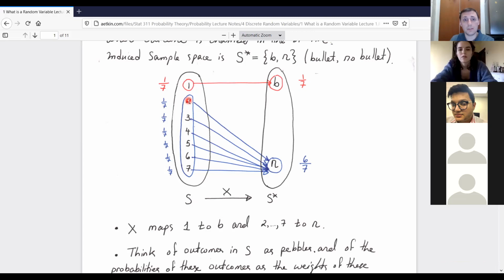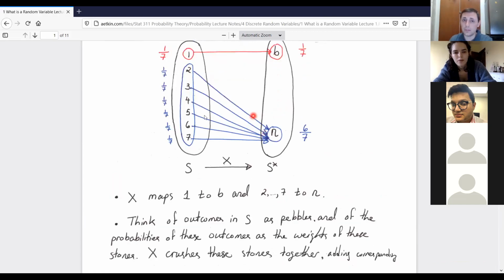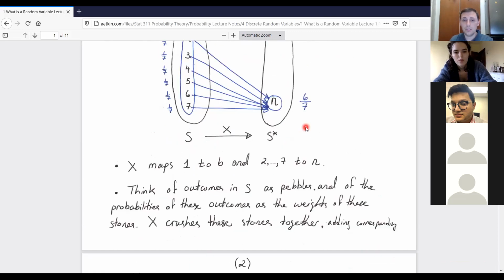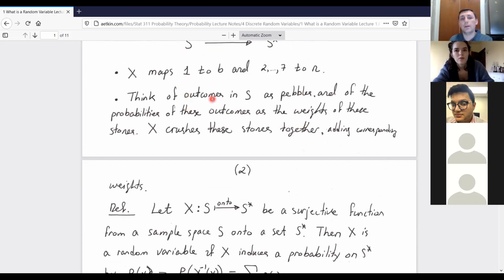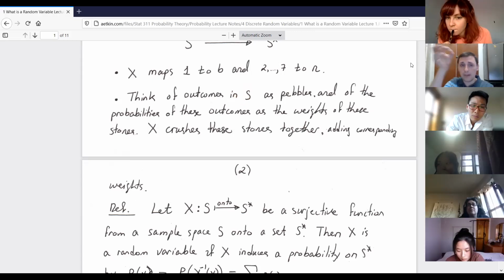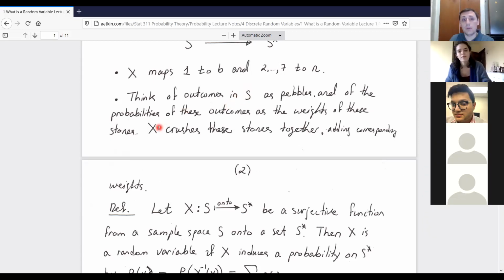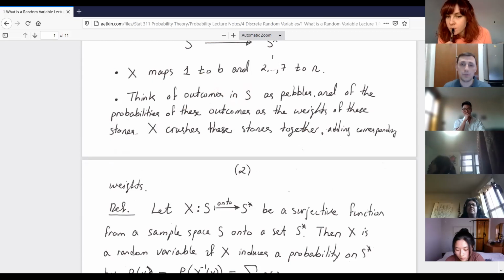So I don't care so much that the outcome was 2, 3, 4, 5, etc. Mostly it's interesting that it had no bullet. So now I melted, or fused, that sample space into another, S star, that has only 2 outcomes, and the probabilities for the outcomes are not the same, whereas here each outcome is equally likely. Good. A nice way to think about S is that it consists of pebbles, each with a probability weight on it. We have 7 pebbles, each weighing 1 out of 7. When we apply X, we might fuse some of those pebbles together and therefore fuse their weight. In this case, we fused 6 pebbles together and get 1 super pebble in S star that has a weight of 6 over 7. Good. That's really what happens.